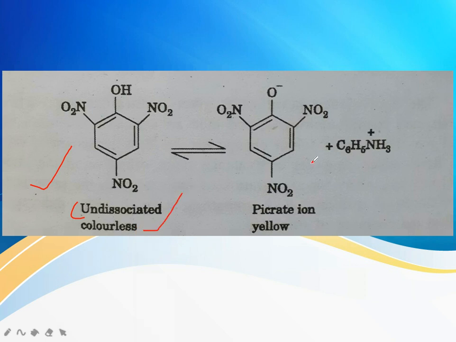But when we add aniline, the aniline will accept a proton from the picric acid and form C6H5NH3+, and the picric acid will lose a proton, acting as an acid, while aniline acts as a good base. In the presence of aniline it remains dissociated and hence a picrate ion is produced, which has a yellow color. So that is the effect of the sample in the aprotic solvent.